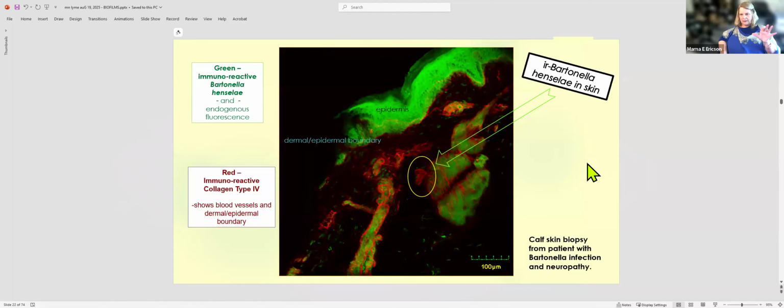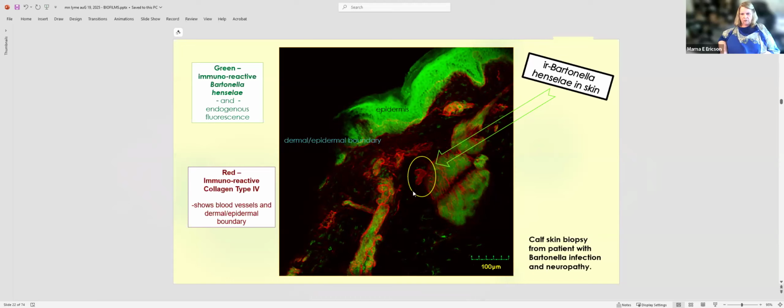Then some more Bartonella. This is skin, the same skin biopsy. Here's the epidermis, and we've just cut it lengthwise. It shows the boundary: this red is the epidermis, and here's the dermis. We were looking for Bartonella, and I told you it's teeny weeny. So how are we going to find it?